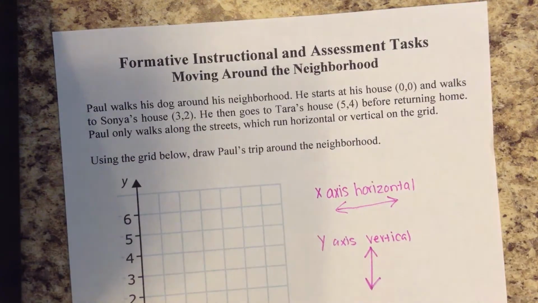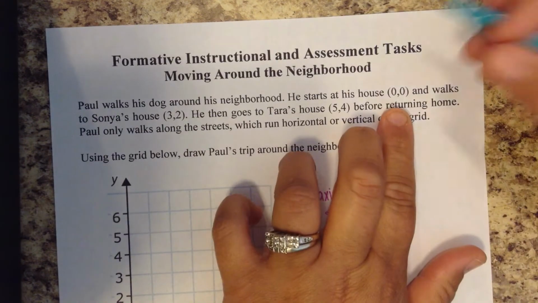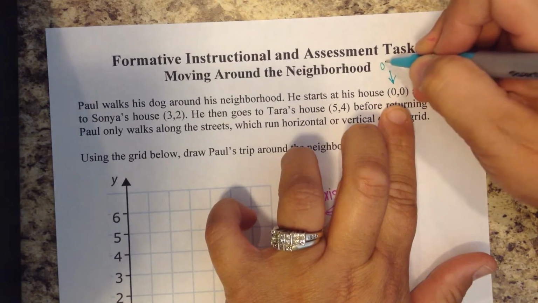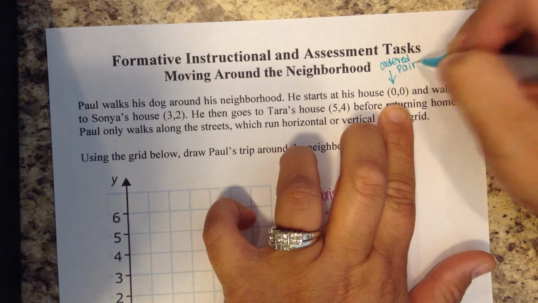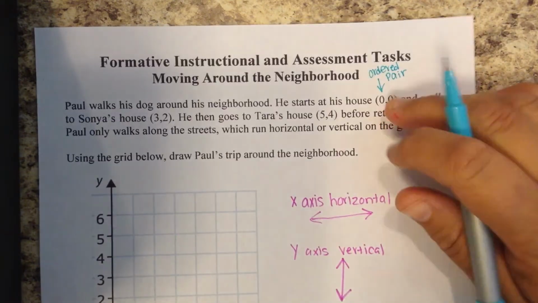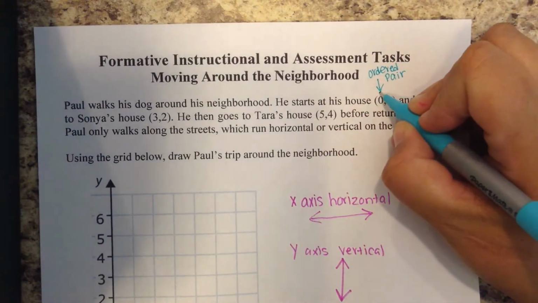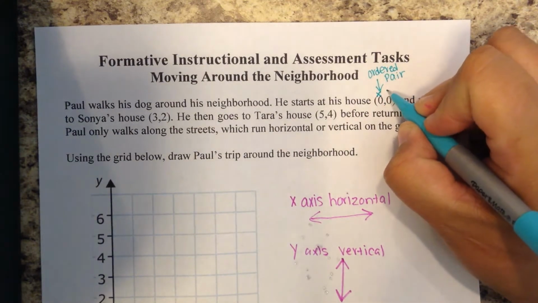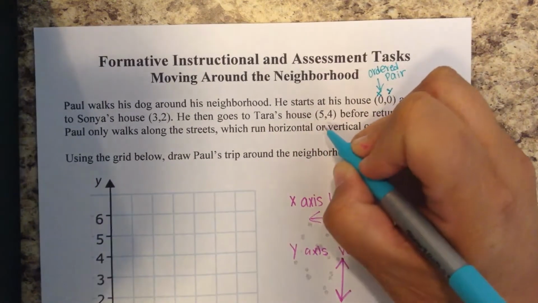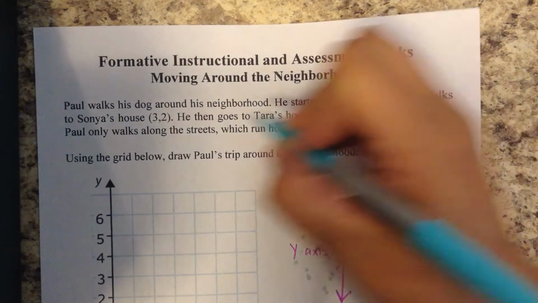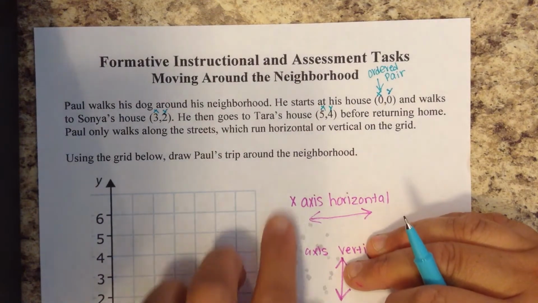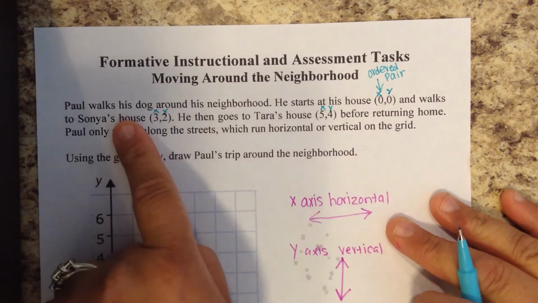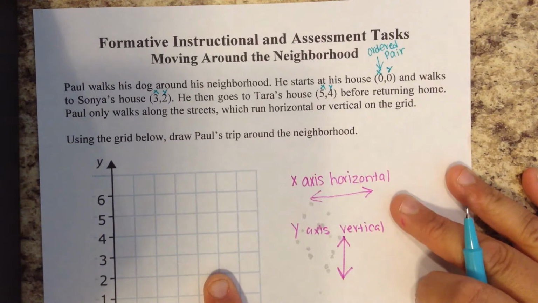So let's talk about ordered pairs for a minute. All right, so this is an ordered pair. The first number is always going to be your x, and the second number is going to be the y. So I'm going to label that so you can remember x, y, x, y. Okay. So we're going to plot these ordered pairs on our grid.